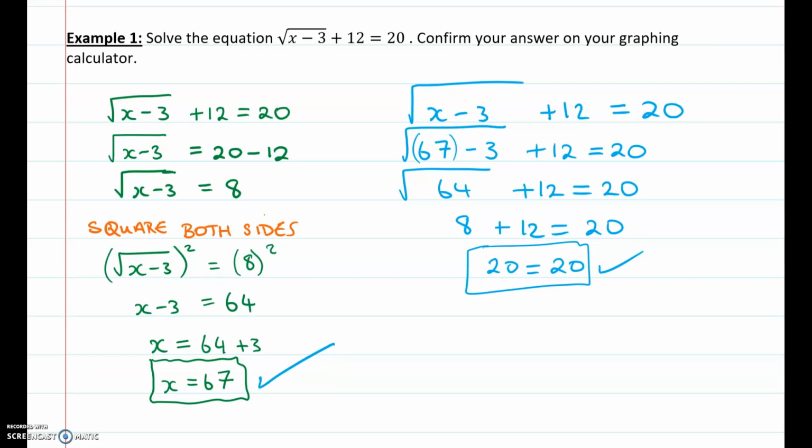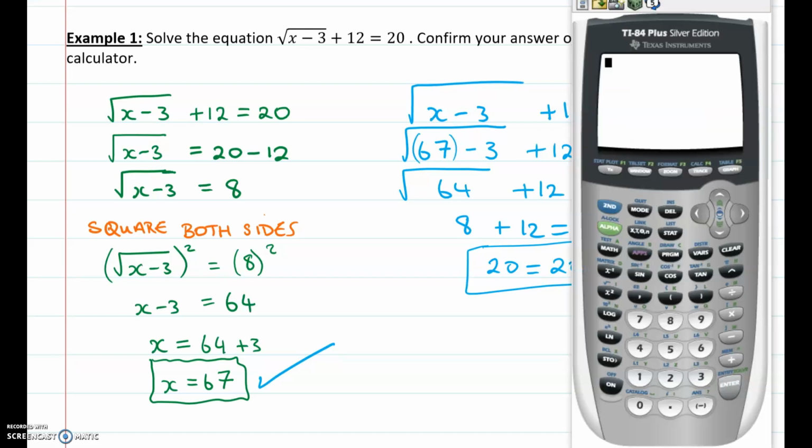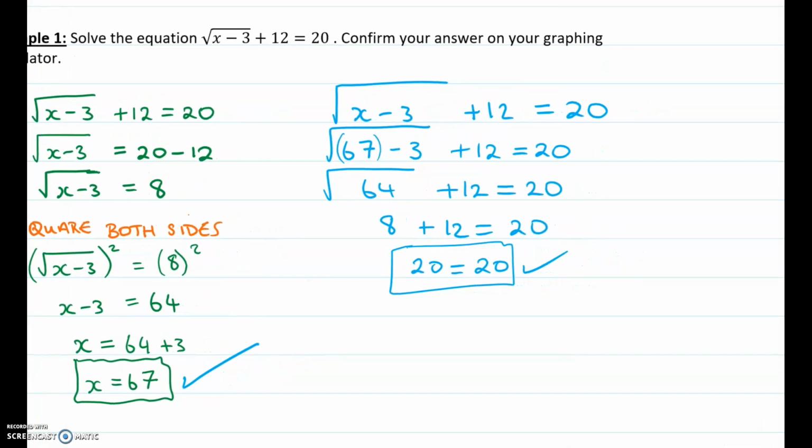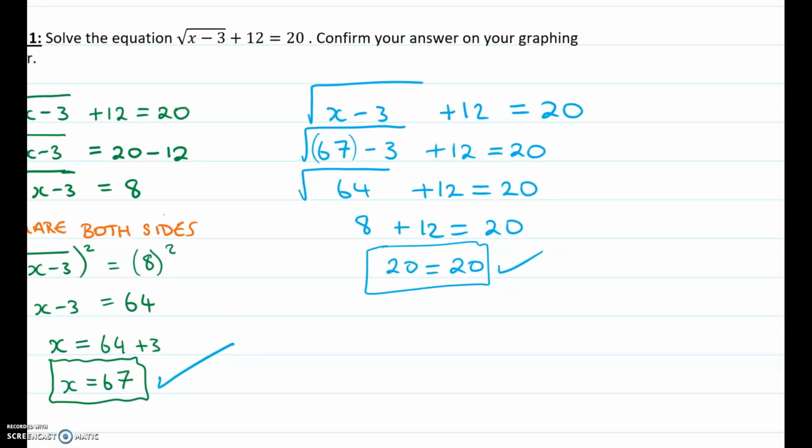Now, you're asked to confirm your answer by graphing. So I'm going to pull in the graphing calculator here. Alright, here we have it, and it's covering up part of the answer. Let's see if we can change that a little bit, can we? Maybe we might make it a little bit better for us.